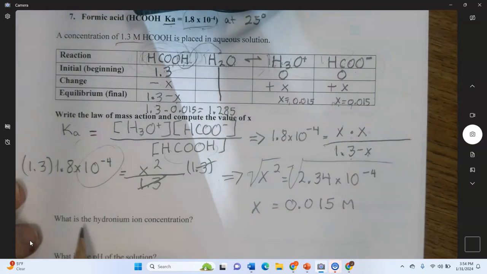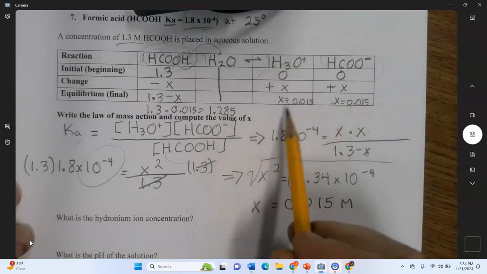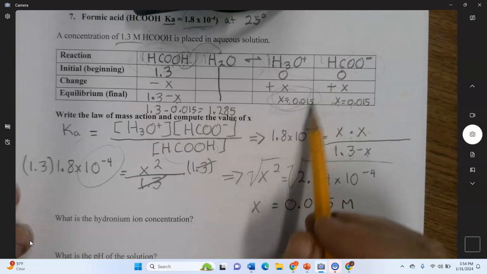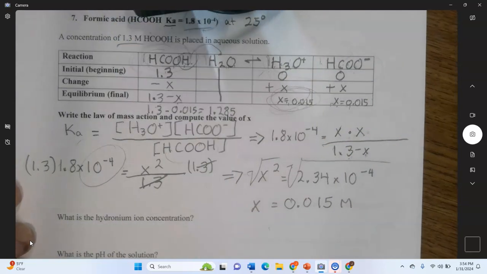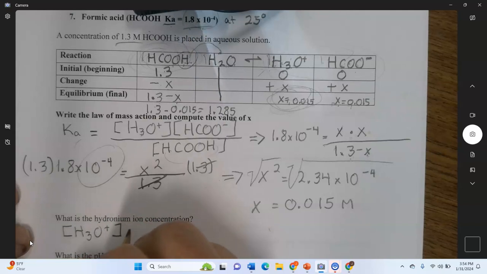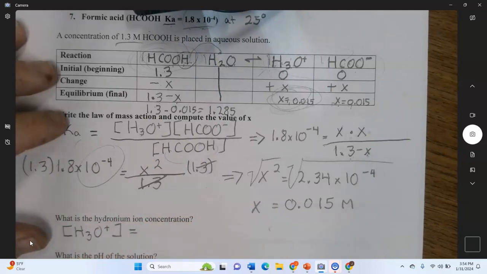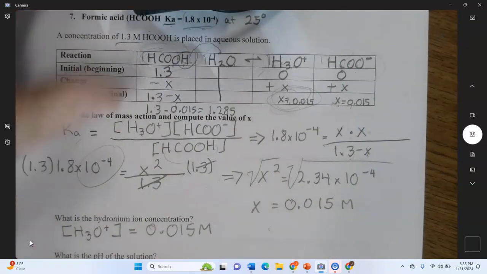All right, so first question, what is the hydronium ion concentration? That's this right here, and at equilibrium, it's what X was. Don't forget, X is not always the one you're looking for, but it almost always is. So, in fact, I'm going to say 95% of the time. So, hydronium ion is this. That's what defines an acidic solution, determines how acidic, and it equals 0.015 molar. That's a concentration, okay?